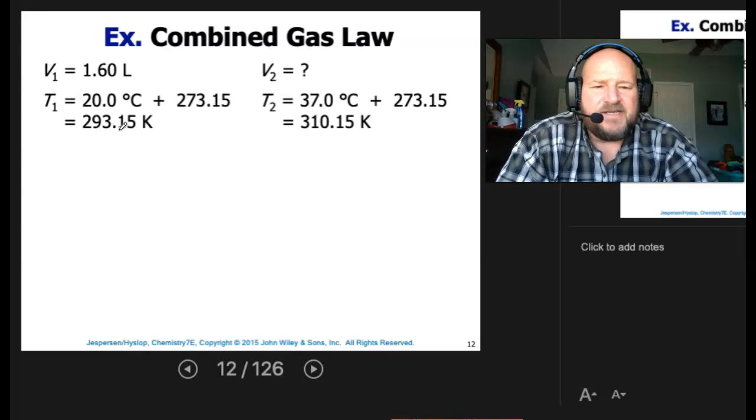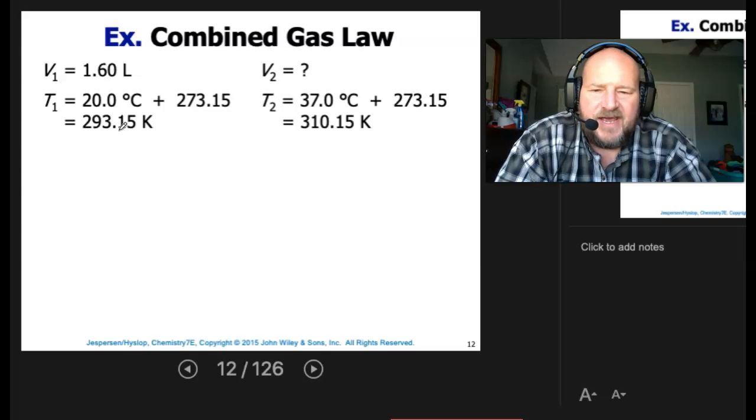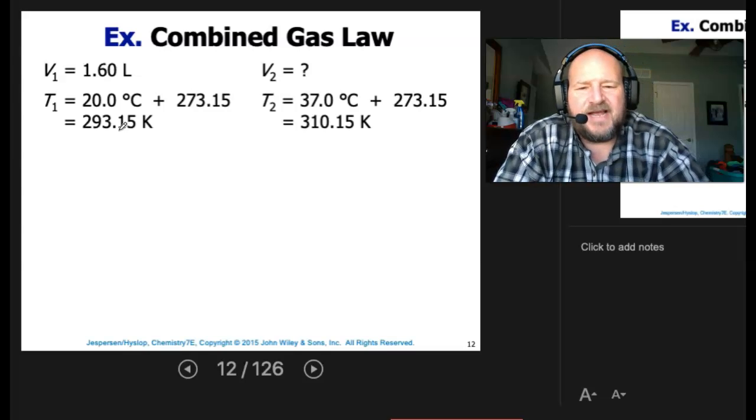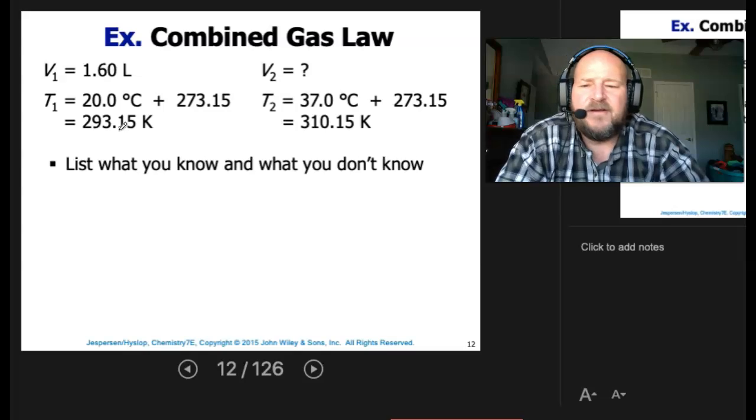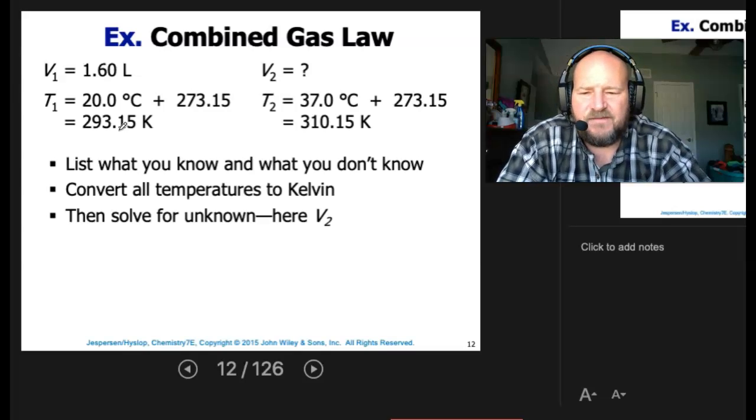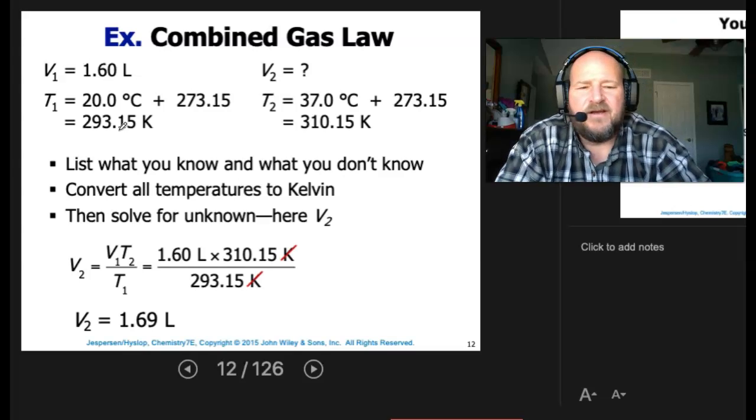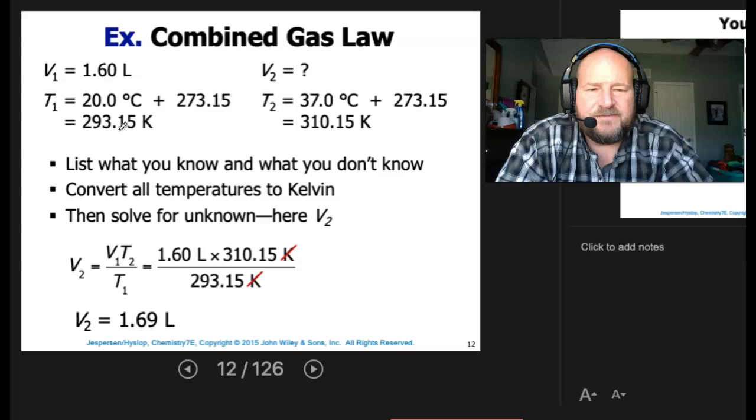Go through the same process. We know we have 1.6 liters. We know it's at 293 K. We want to know what the new volume is at the 310. So list what you know and what you don't know. Convert all your temperatures to Kelvin. And now we'll plug and chug for V2. So 1.6 times the 310 divided by the 293. And we get 1.69 liters.